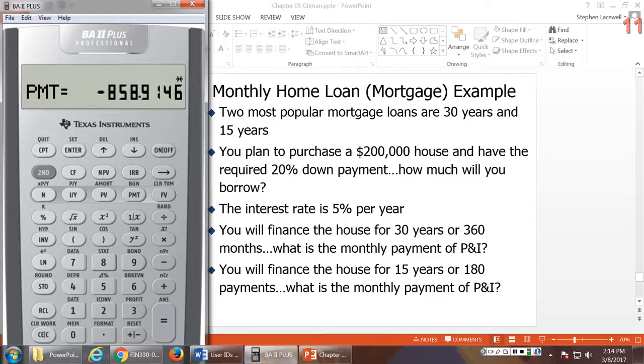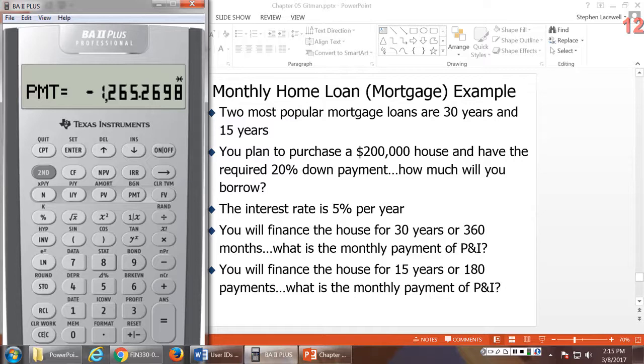Now, the only thing we're changing is the N. So I'm just going to put in 180. I'm going to press the N key and I'm going to compute the payment. So the payment for the 15-year loan is going to be $1,265.27 per month.